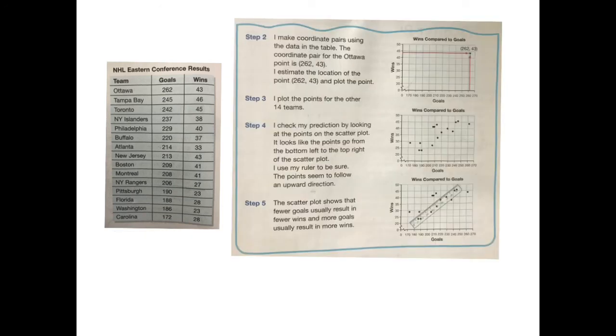So remember, a scatter plot is a graph made by plotting coordinate pairs to show if one set of data can be used to make predictions about another set of data. And that is exactly what we've just done. We looked at how the number of goals, that's one set of data, can be used to predict the other set of data, which is the number of wins. And we did this by making a graph where we plotted coordinate pairs.